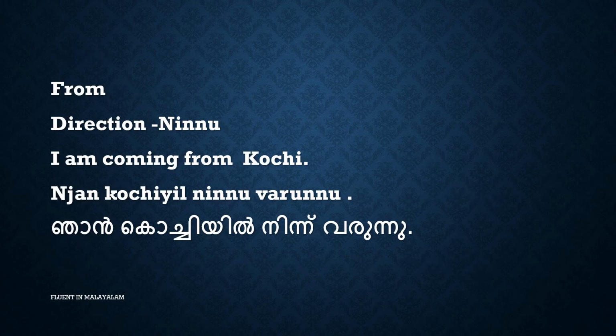Next we are going to learn from. So from, there are two contexts that we use from. One is when it is used to denote direction. Then we use the word ninnu. So in this example, I am coming from Kochi. ഞാൻ കൊച്ചിയിൽ നിന്ന് വരുന്നു. And I think we have gone over this sentence in conversations and many examples before.